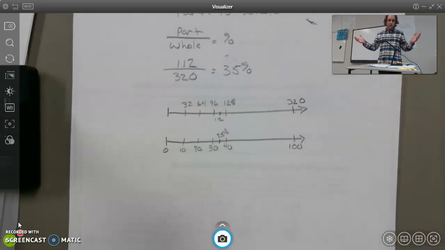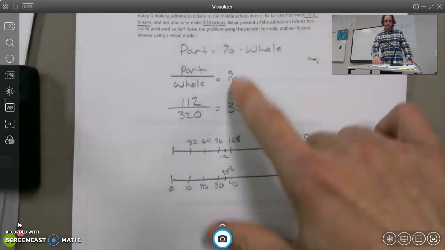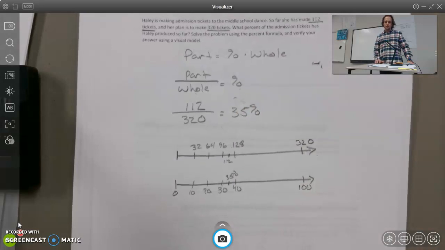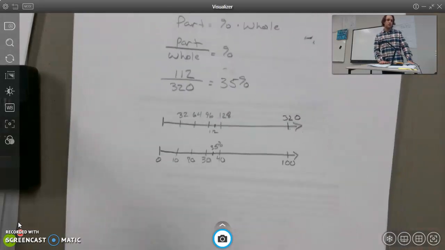But anyway, hopefully that helps. Again, we're really going to rely on these formulas, these equations. So memorize them, get used to using them, and good luck.